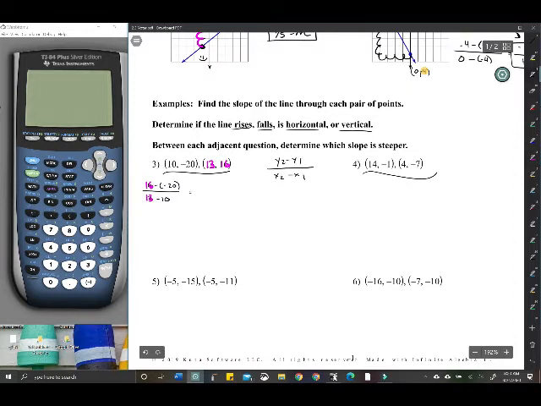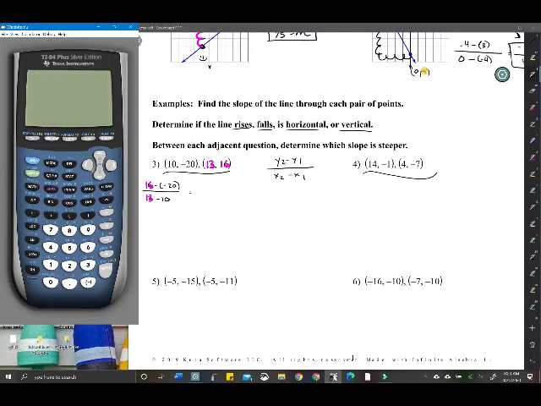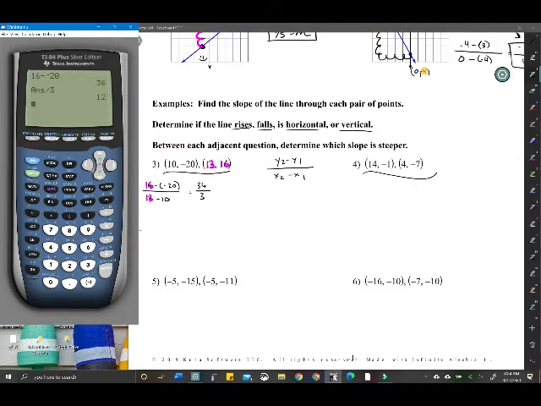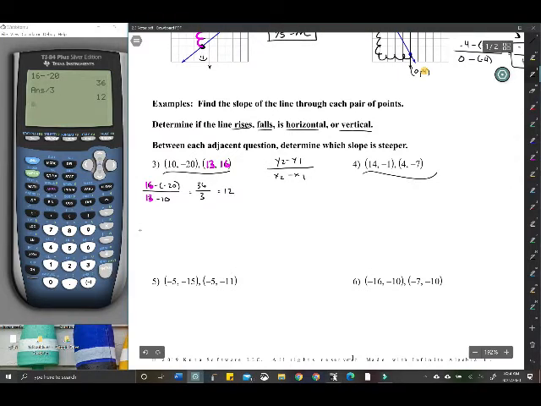Okay, 16 minus -20. You really shouldn't need a calculator, but hey, it's okay. 36 over 13 minus 10 is 3. So we get a slope of 12. Since 12 is positive, it is rising. Okay, so a 12, a rising slope.